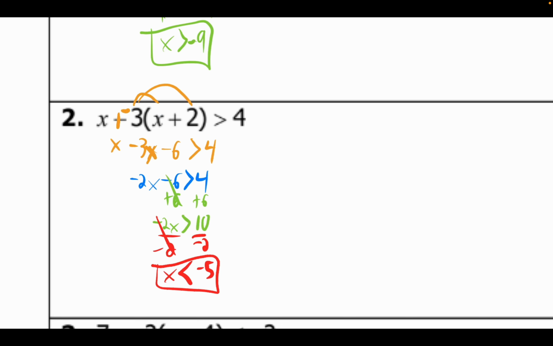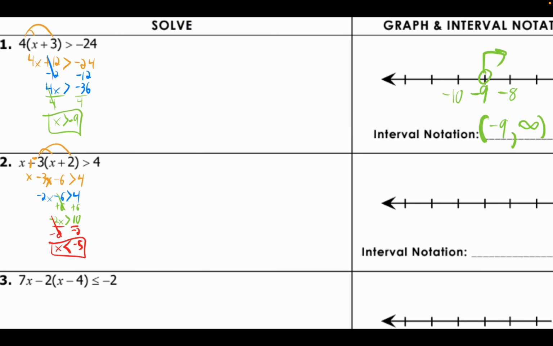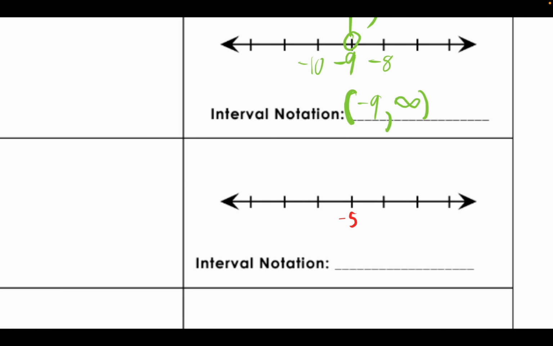X is less than negative 5 is my answer. So now I'm going to go ahead and graph this, where I put negative 5 in the middle, negative 4 on the right, negative 6 on the left. Once again, a bigger number on the right, smaller number on the left.